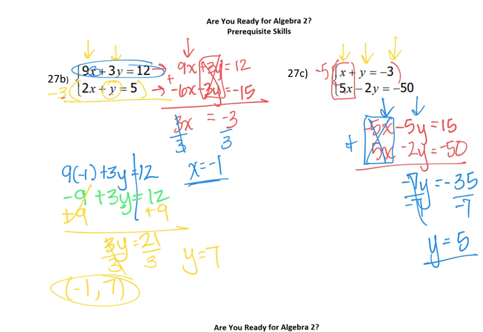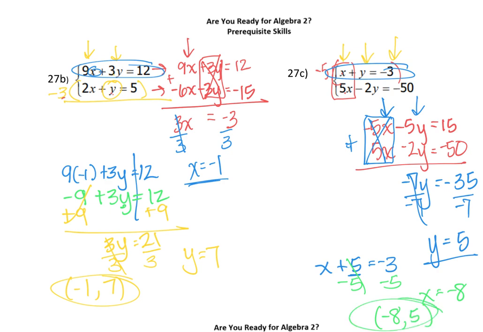Okay, now we're going to go back and we're going to plug it in. I think it'd be easier to plug it into the top original equation. So we're going to do x plus 5 for y. Notice I substituted in for that y equals negative 3. And now it's just a one-step equation. We're going to minus 5 from both sides and get x equals negative 8. So our solution here is negative 8 for x, 5 for y.